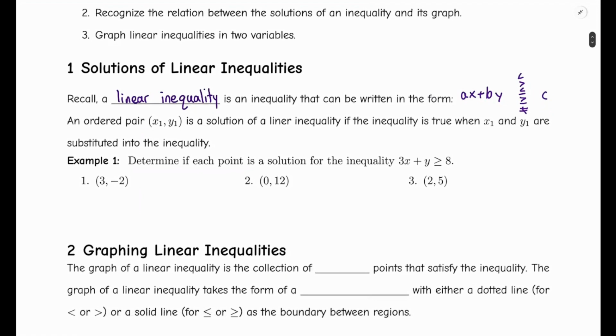Determine if each point is a solution to the inequality 3x plus y greater than or equal to 8. First point, (3, -2). So we plug 3 in for x, -2 in for y, and see if it's greater than or equal to 8. So we get 9 minus 2. Is that greater than or equal to 8? And then we get 7. Is that greater than or equal to 8? No, it is not.